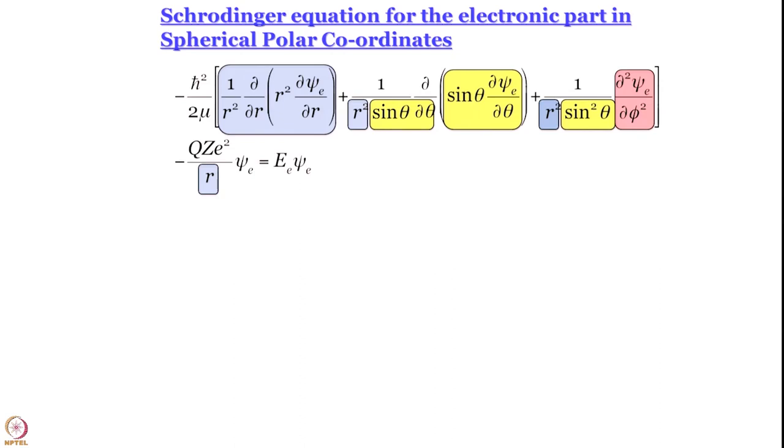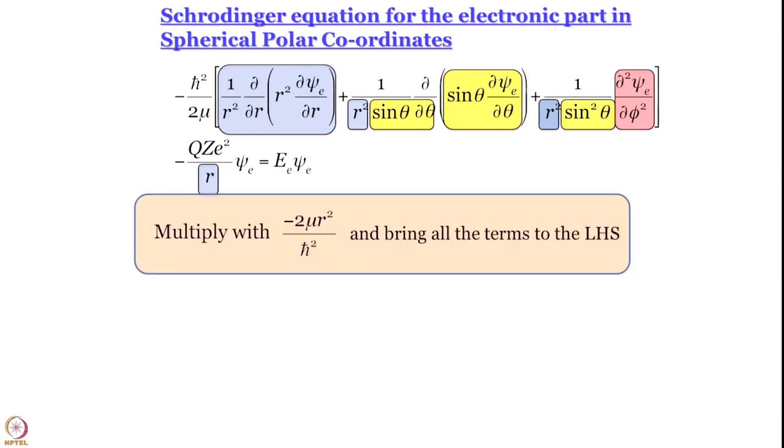What is the next thing to do? The next thing to do is to separate this into 3 equations, one in r, one in θ, one in φ. To do that, again I will go through this a little quickly because we have done it many times, but please do it yourself and make sure that everybody is on the same page. To start the separation, we multiply with minus 2μr² divided by ħ². Why?